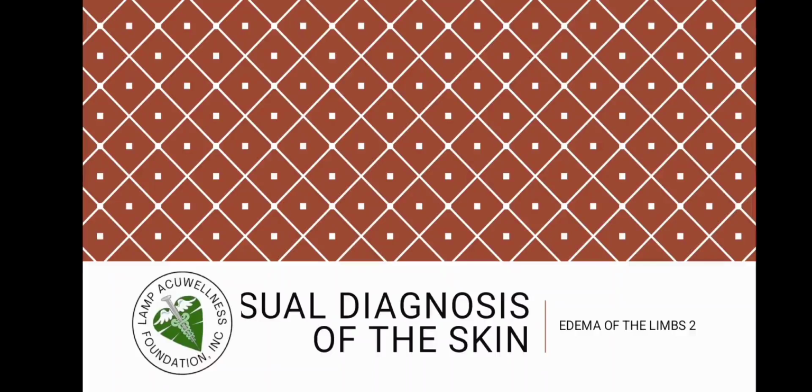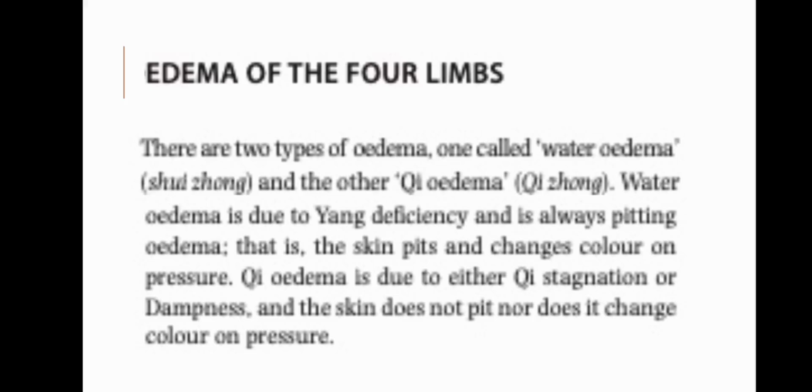Let us now go to visual diagnosis of the skin. The topic is edema of the limbs, part 2. There are two types of edema, one called water edema and the other chi edema. Water edema is due to Yang deficiency and is always pitting edema. That is, the skin pits and changes color on pressure.